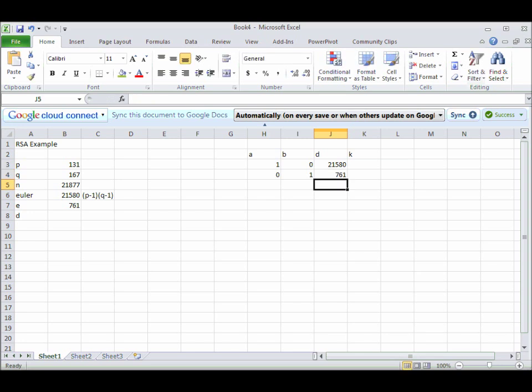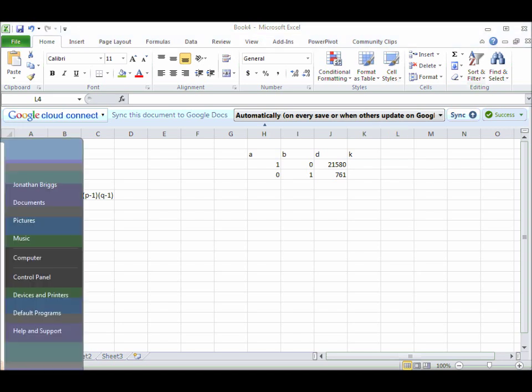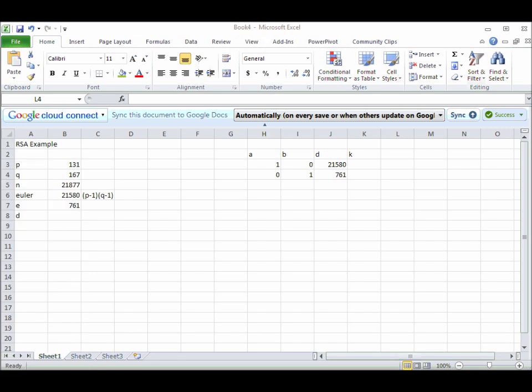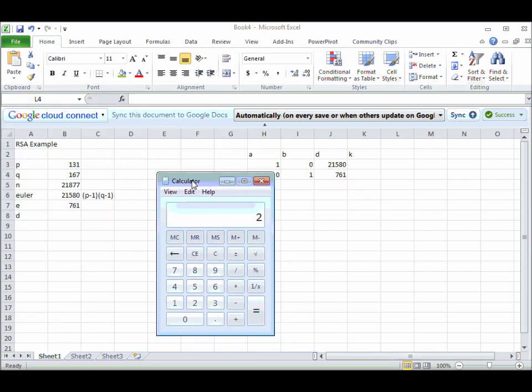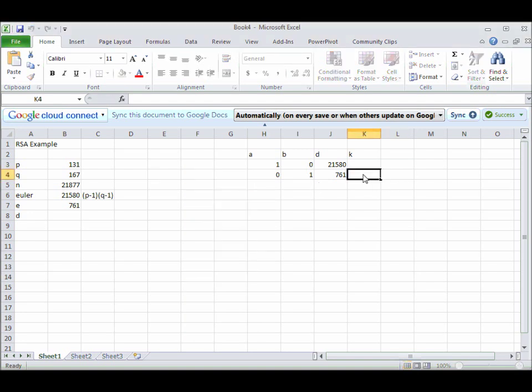And then after that, we're going to put in 761. Okay, and then for this K number, we need to find how many times 761 goes into 21,580. So we can put up our calculator and say 21,580 divided by 761 equals 28 and change. So I can put in a 28 here.